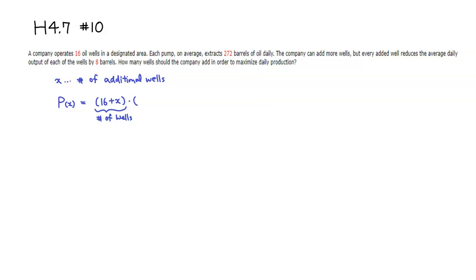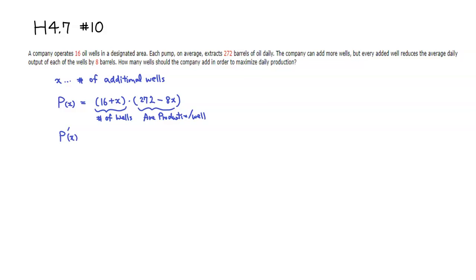So average production was 272, but for each additional well it goes down by 8, so it's going to be 272 minus 8x. This is the average production per well. So this is that, and we want to maximize this. So let's take the derivative.